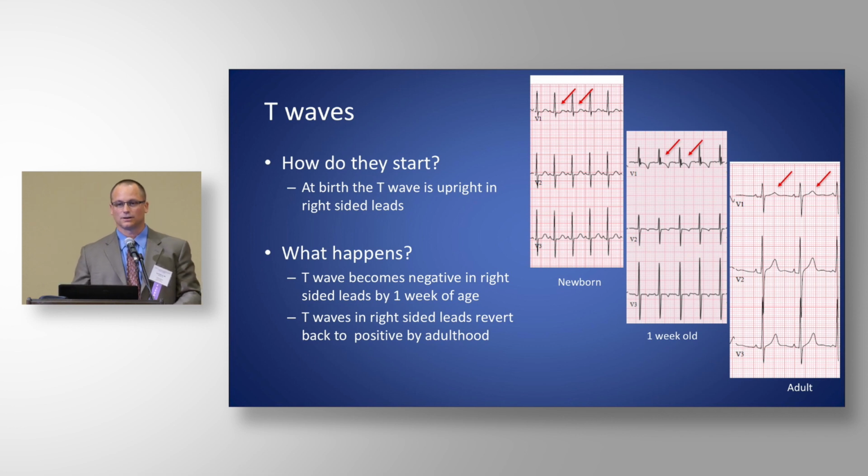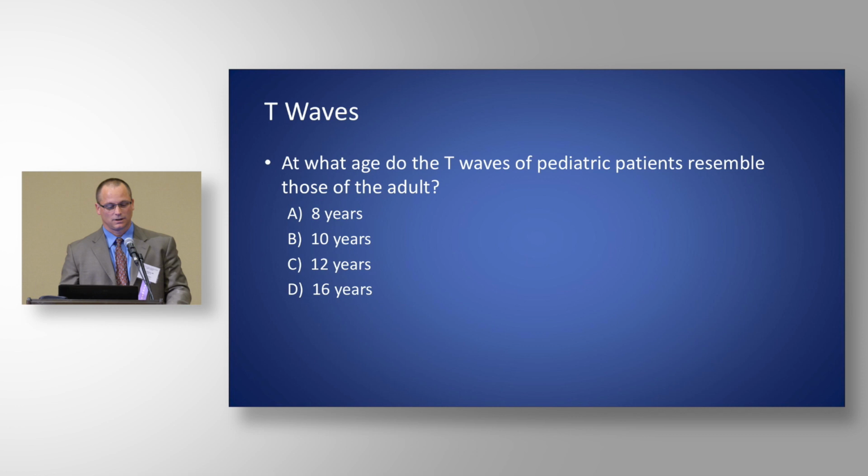And so how do they start? Right after birth, the T waves are actually upright in the right-sided leads. And then by a week of age, they flip. Now they're negative in the right precordial leads. And at some point, they will then resemble the adult pattern with positive T waves in the right precordial leads. And so I'm going to ask you yet another question. At what age do the T waves of pediatric patients resemble those of the adult? Is it 8 years, 10 years, 12 years, or 16 years? So you can think about that. There's an answer coming, don't worry.